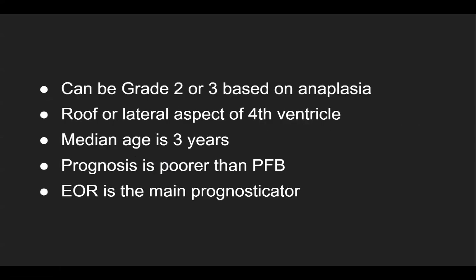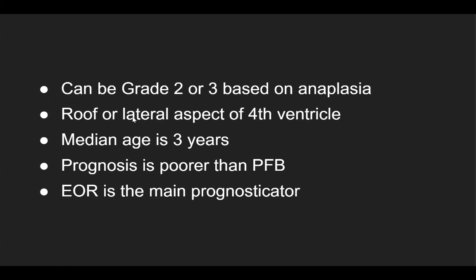We already know that posterior fossa ependymomas are divided into two groups, group A and group B. Are you all with me, or do I need to slow down? Yes, ma'am. Okay, moving on. They can be grade 2 or grade 3 based on anaplasia. Necrosis does not play as strong a role in ependymoma grading, but microvascular proliferation and cellular atypia might have some role. They can arise from the roof or lateral aspect of the fourth ventricle.